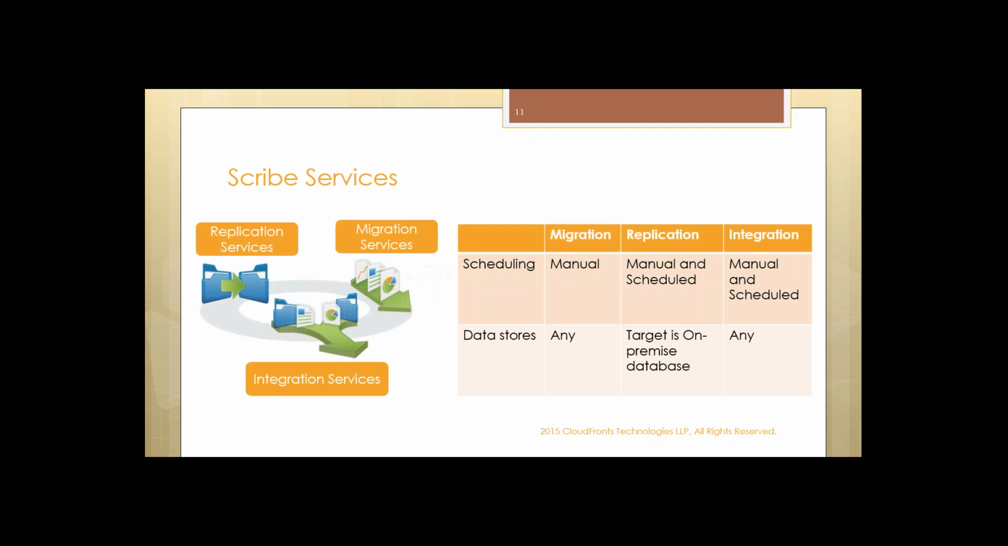Let's move ahead. The next thing we have is Scribe Services. Scribe offers three types of services: replication service, migration service, and integration service. Replication services are used for replicating the data from a cloud-based application to your local system, SQL or a MySQL data store. The target in case of a replication service has to be an on-premise database.